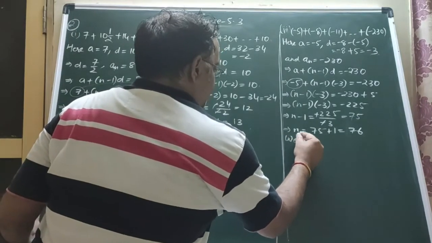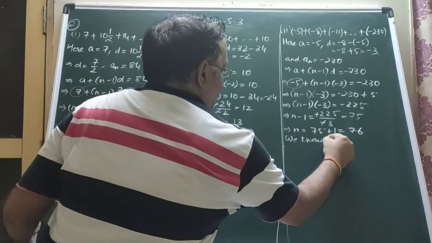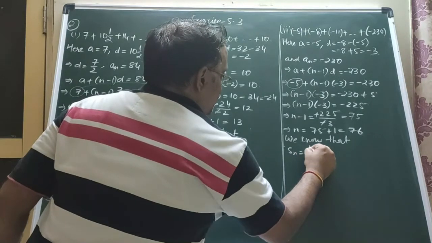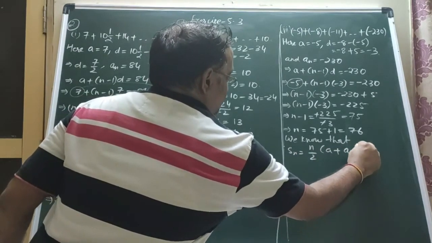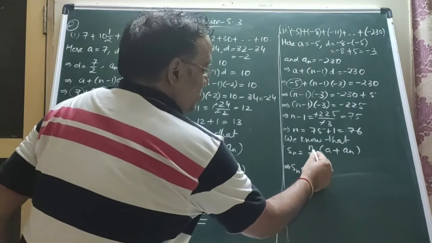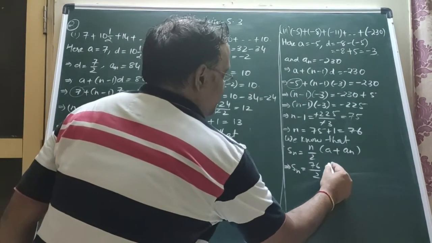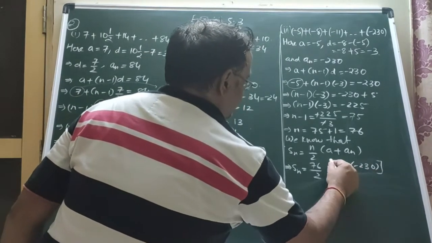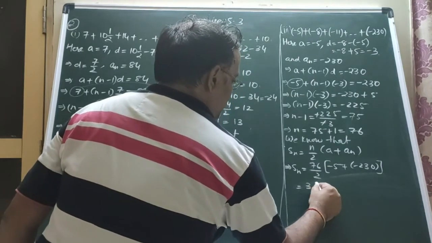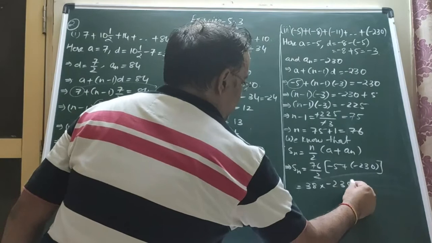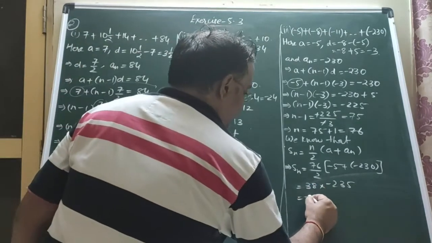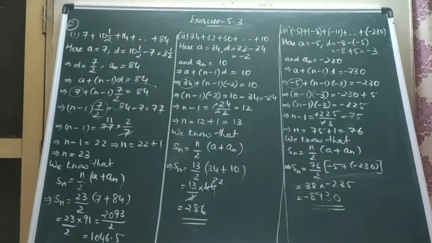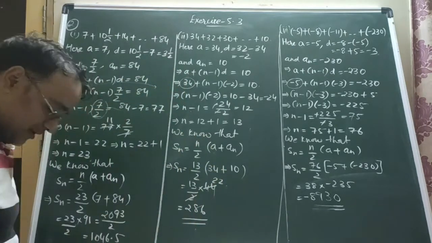Now we know that the same formula we are using, the second formula, as last term is known to us, n by 2 into a plus an. So Sn, n by 2 means 76 by 2. a is minus 5 and an is minus 230. So 76 by 2 is 38 into minus 235. So final answer will get minus 8,930. If you multiply, you will get this answer. Okay. So second question का भी पूरा bits हो गया.